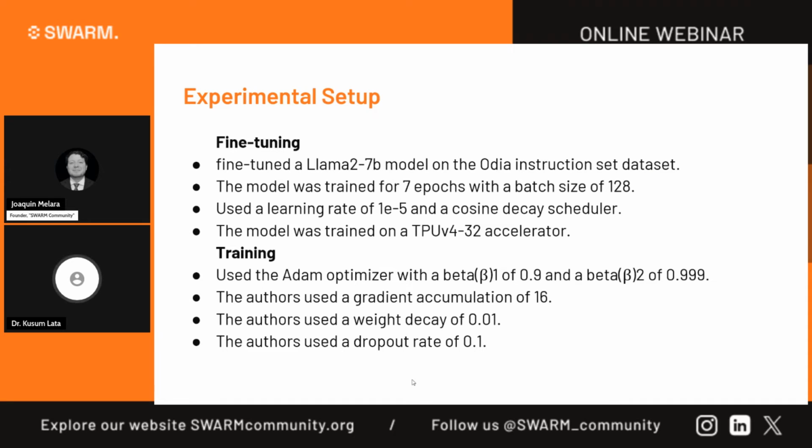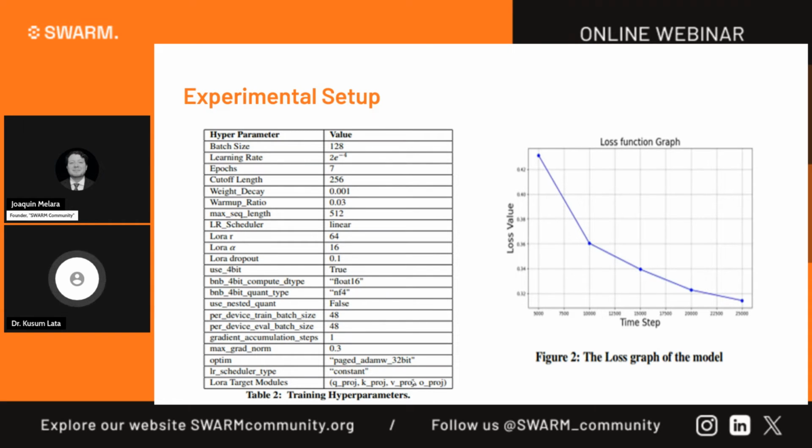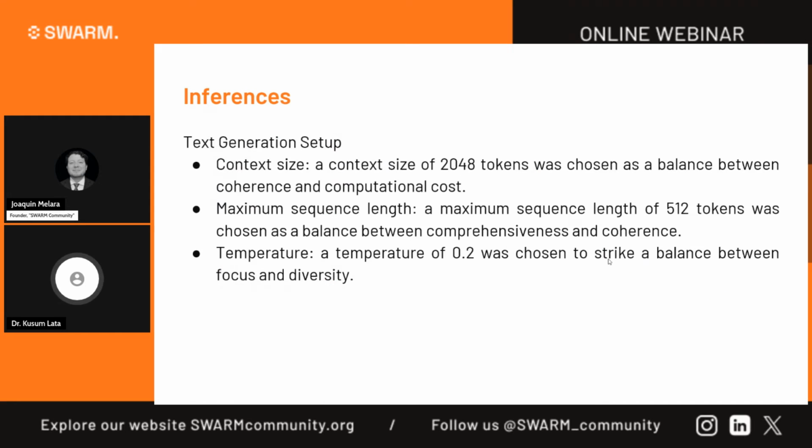For the experimental setup, we have fine-tuned the LLaMA 2 7B model, which already exists for the English language, on the Odia instruction set. The model was trained for 7 epochs with a batch size of 128. We used a learning rate, and the model was trained on a TPU v3-32 accelerator. We used the Adam optimizer, gradient accumulation, and weight decay and dropout. With weight decay we combat overfitting. So this is the experimental setup we have done, and this is the loss graph of the model.